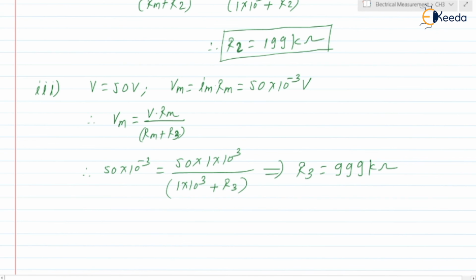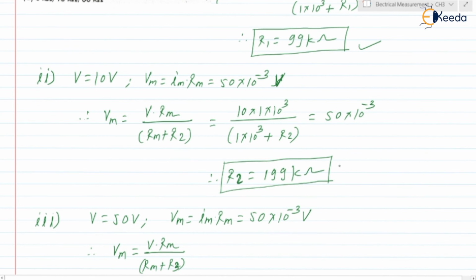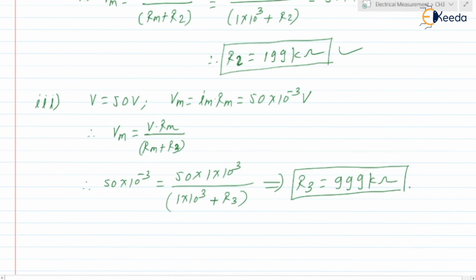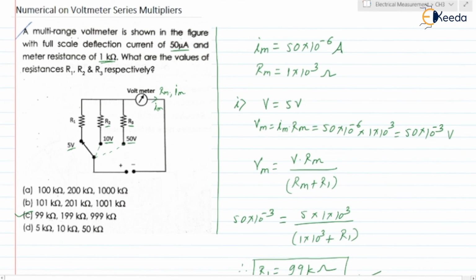If we check the options, R1 is 99k, R2 is 199k, and R3 is 999k. So the correct option is option C. This is about the numerical related to the voltmeter series multipliers.